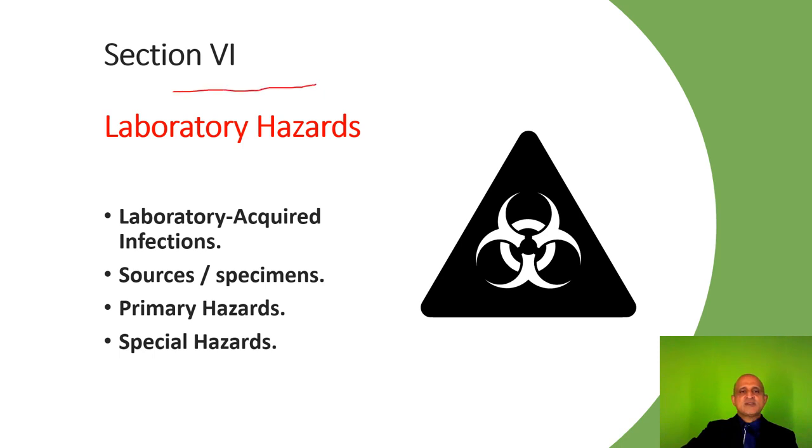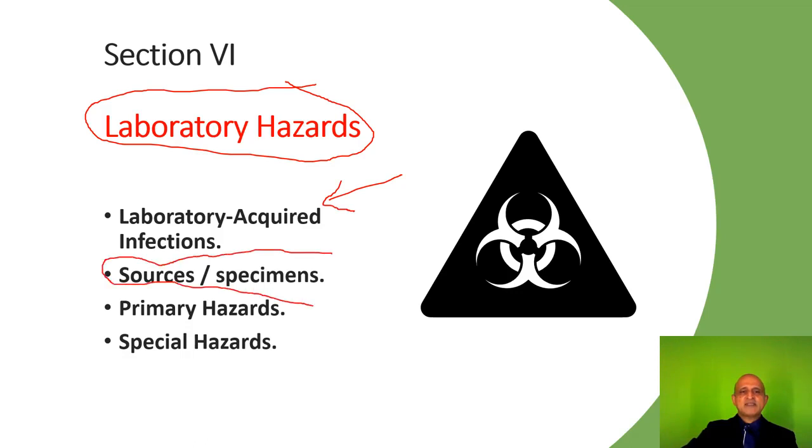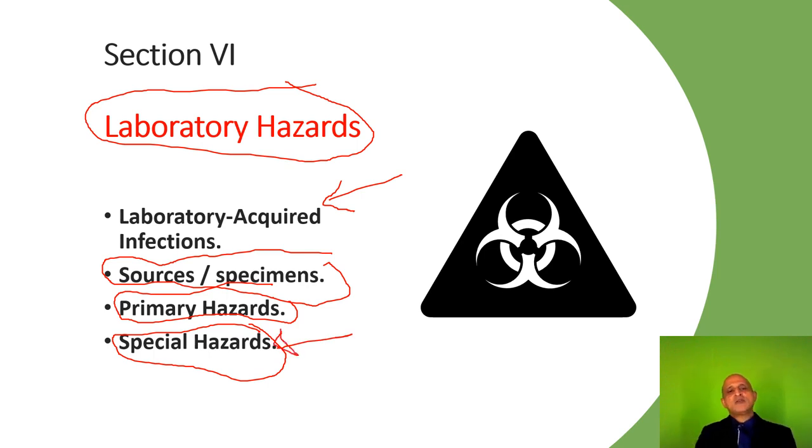Section 6 focuses on laboratory hazards, in which case you have LAIs, laboratory acquired infections, the sources and the specimens, primary hazards and special hazards. In a laboratory setting, the culture volume of the biological agent is increased significantly due to various processes. You may also have instances where you have spills, accidents and incidents, and this increases the risk of laboratory acquired infections. The pathogen may also mutate in the laboratory and increase its infectivity.